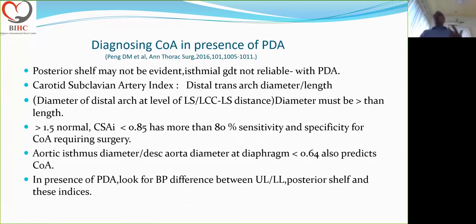Similarly, you may not see the posterior shelf, but you can look at the isthmus. And if that isthmus looks small, related to the descending aorta at the level of the diaphragm, and if it's less than 2/3 the size of the descending aorta at the level of the diaphragm, there is very likely a coarctation. So in presence of PDA, see how small is the distal transverse arch and the isthmus. That gives you a clue. And of course, you keep monitoring the upper limb and lower limb blood pressures, the lower limb pulses serially. That would give you the answer.